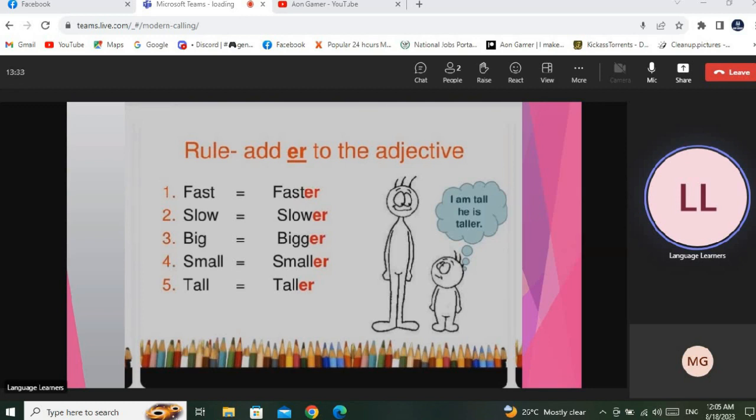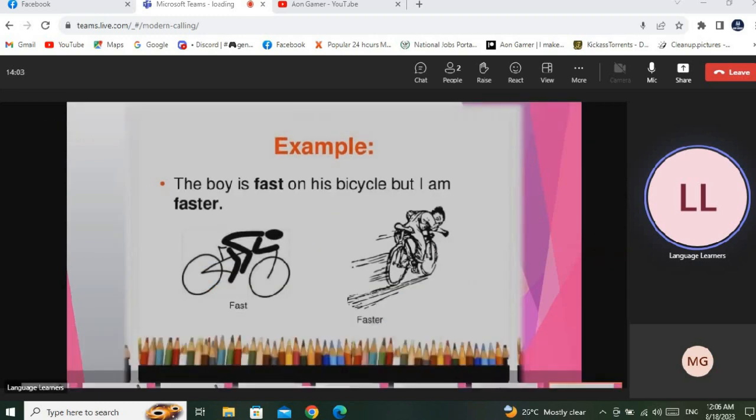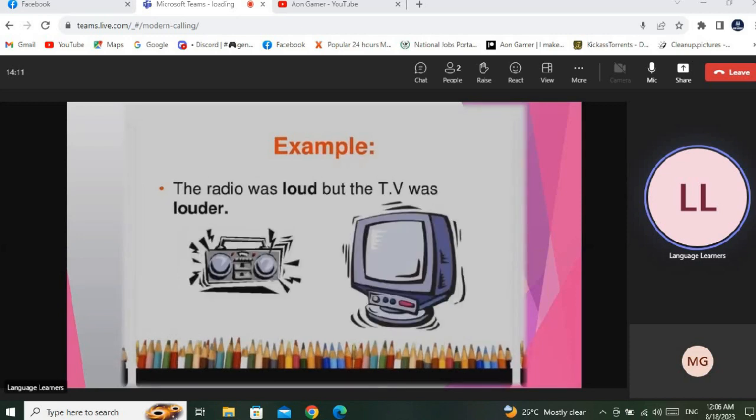The house is big. Over here, as you can see on the screen, we are doing a comparison between two houses. There is a difference between home and house. Home is the place where you live, and all other houses are known as houses. For example, there are many houses in your street, but you have only one home where you live. The boy is fast on his bicycle, but I am faster. Here, they are comparing two people riding their bicycles. The radio was loud, but the TV was louder.